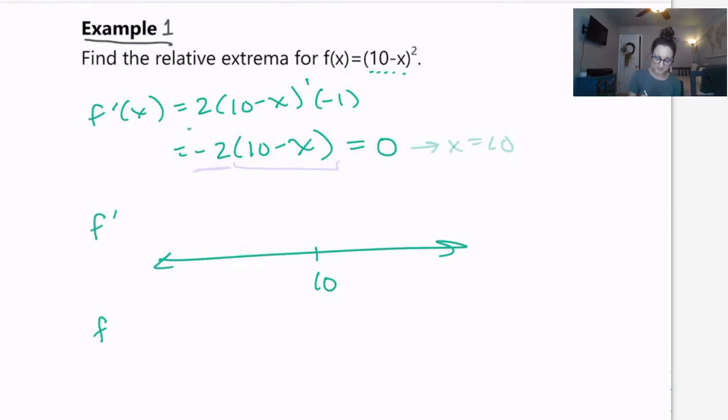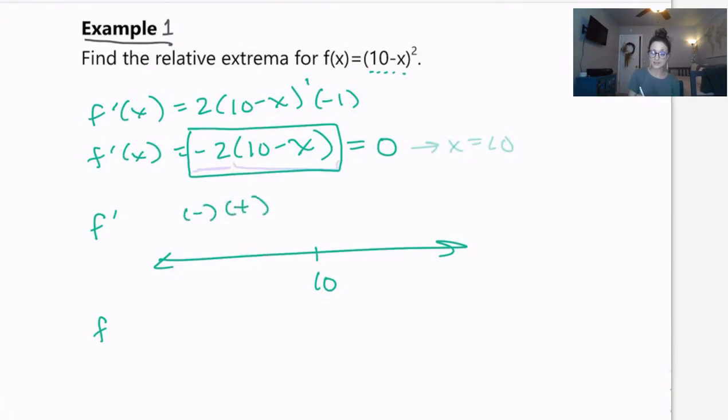So that means I want to come back to this factored form of f prime. And let's see, if I pick a number less than negative 10, like 0, well, I've got the negative 2, and then 10 minus 0 is positive. A negative times a positive is negative. The multiplicity on the 10 is odd, so I'm going to switch my signs there, right? Okay, so what can you tell me about f on that first interval, negative infinity to 10? Is it decreasing or concave down? It's decreasing, okay? And then it switches to increasing.